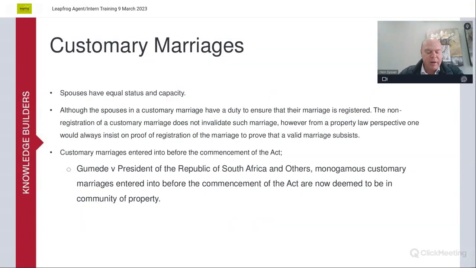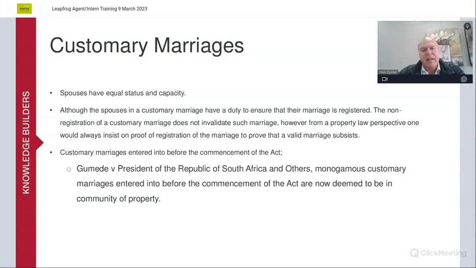So the spouses have got the same legal status, they've got the same power and authority in terms of the law. They're regarded as equal. Husband and wife are equal in the eyes of the law in any event. However, the marriages must be registered. So the Recognition of Customary Marriages Act says that if you do have a customary marriage or a traditional marriage, you have to register that marriage within 3 months after you got married with the Department of Home Affairs, obviously.